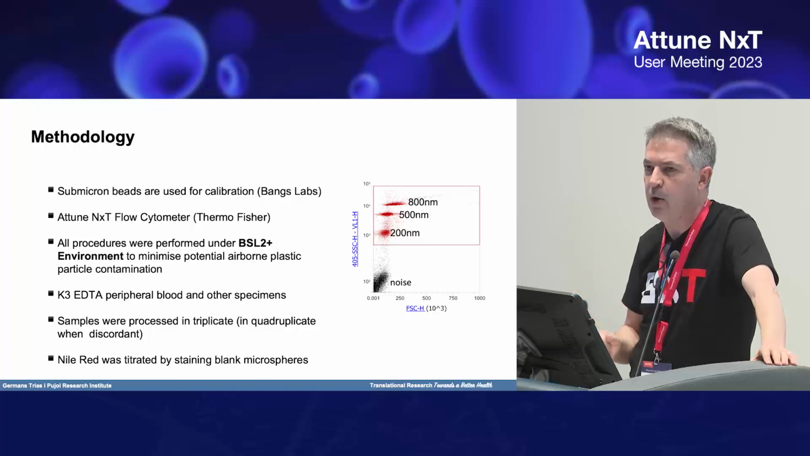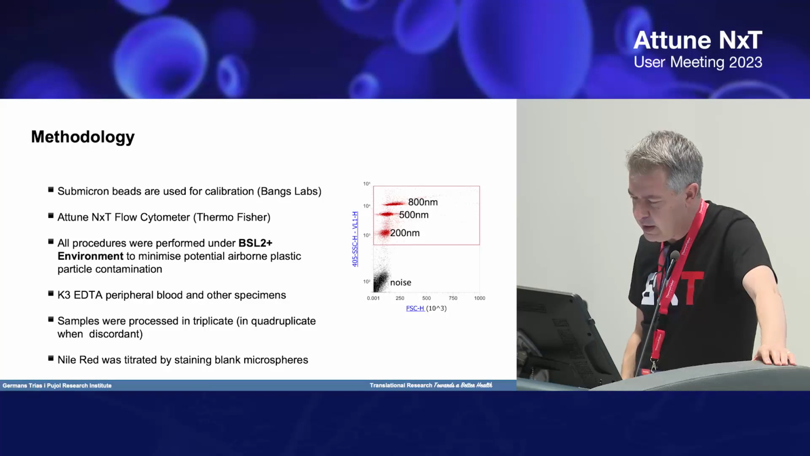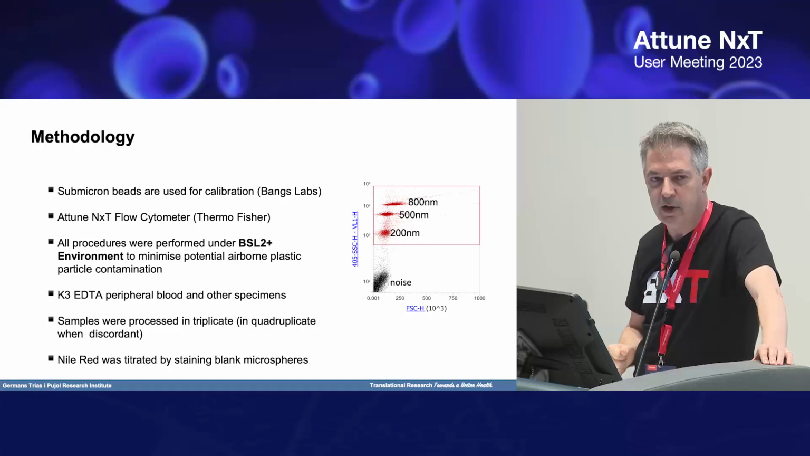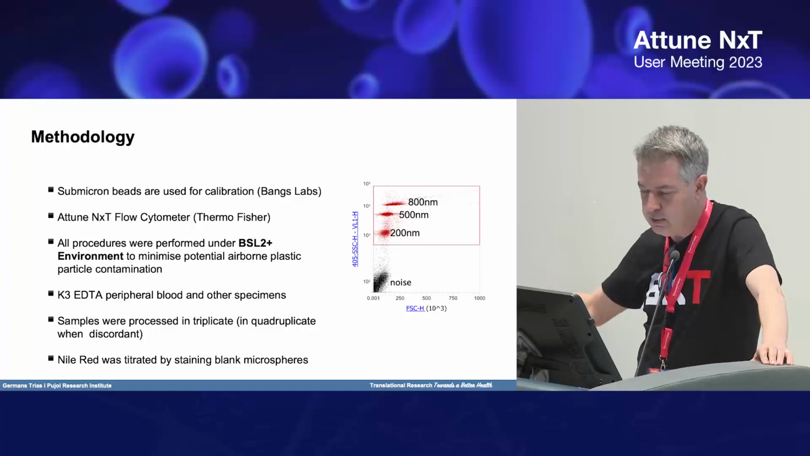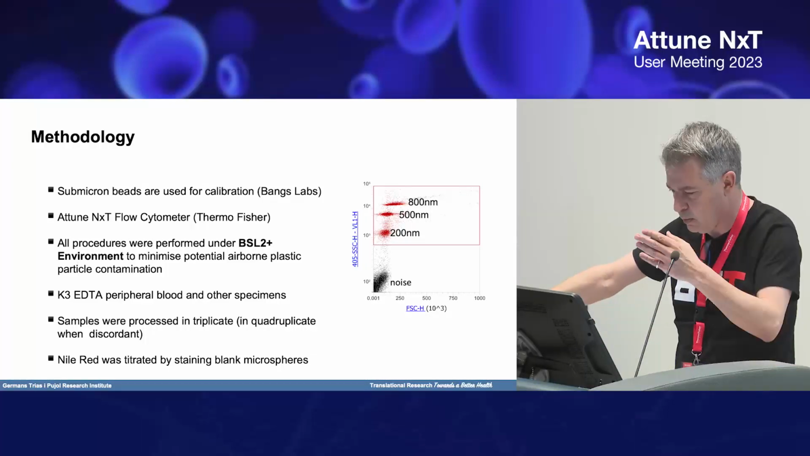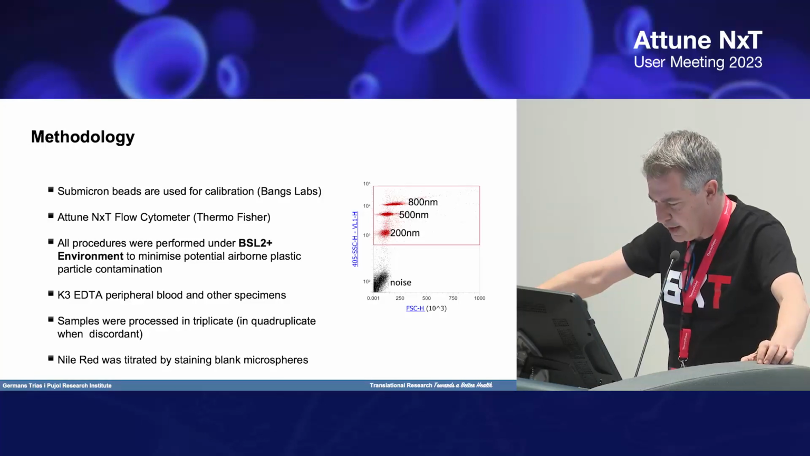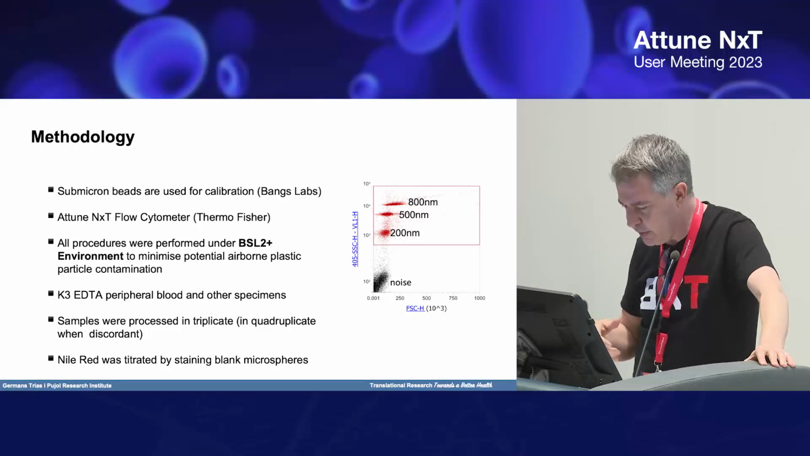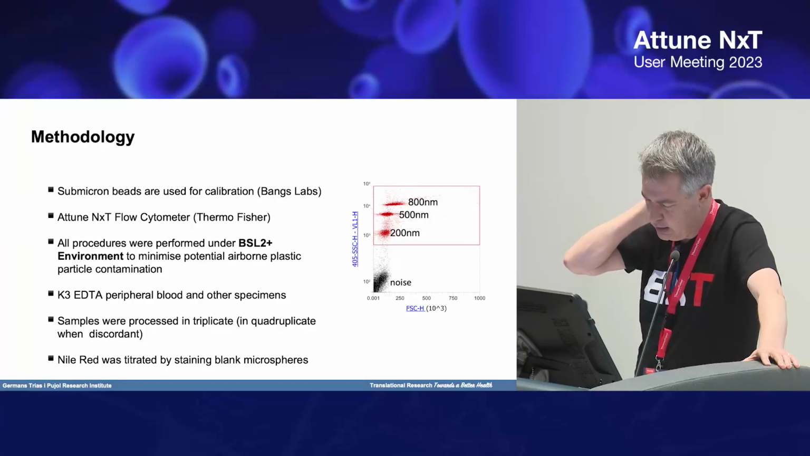All the samples are always processed in triplicate, and we perform a quadruplicate when discordant, because we are using high-grade plastic, which is highly thermostable, and just to discard potential contamination coming from plastics, as one of the people in the audience was asking. And when possible, we also use glass tubes to avoid potential cross-contamination originating from the plastic that we are using in our laboratory.